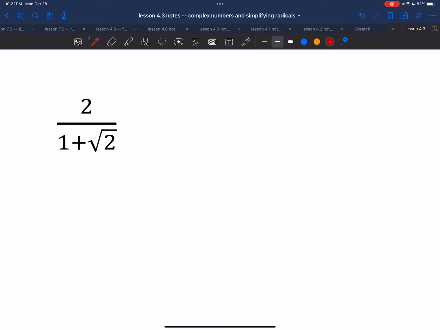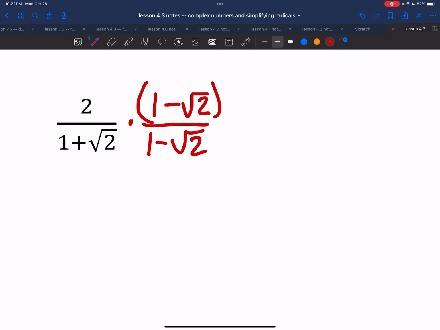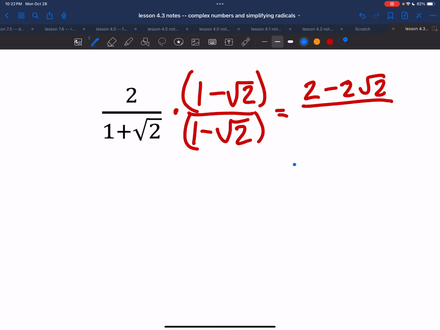2 over 1 plus square root 2. So what is the conjugate of 1 plus square root 2? It's 1, oops, that's not a 1. 1 minus square root 2. So you're going to multiply by the conjugate on top and bottom. And watch what happens. So the top is easy. You just do basic distribution. 2 minus 2 root 2. Nothing to do there.